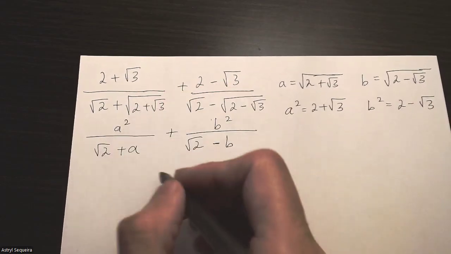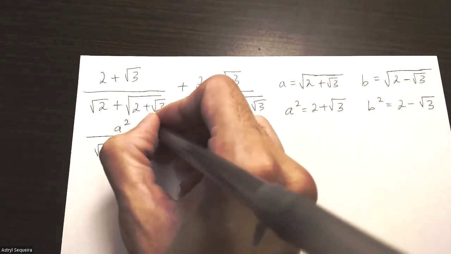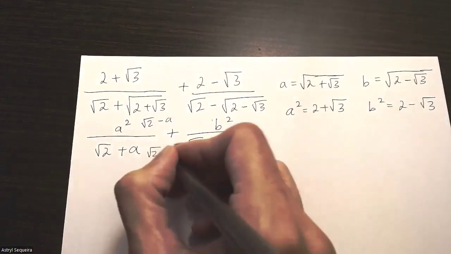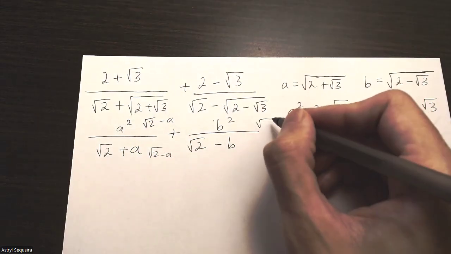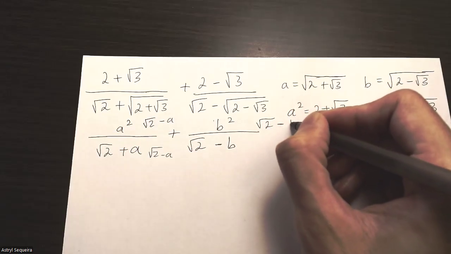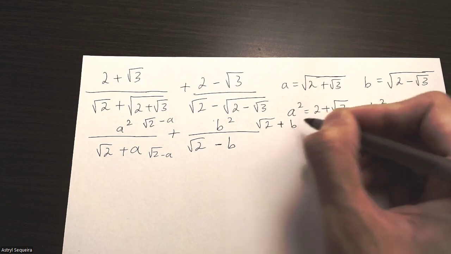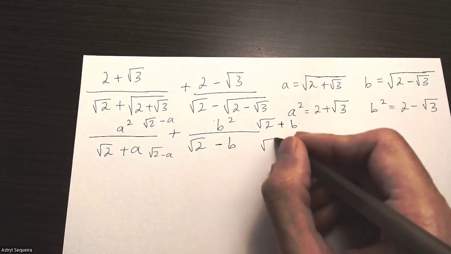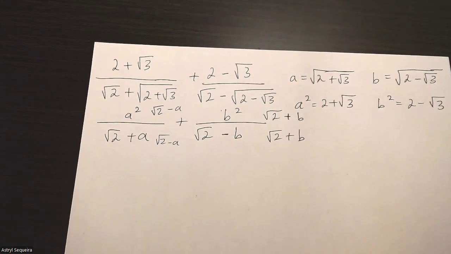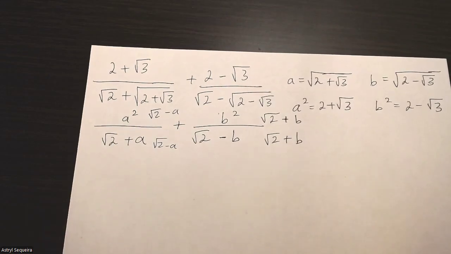I'm going to multiply the top and bottom over here by root 2 minus a. I assume you know how to rationalize normally. I'm not going to explain that in this video, because if you don't know how to rationalize, you should be learning that first and practicing that before coming to a question this complex. Okay, so let's rationalize it over here now.